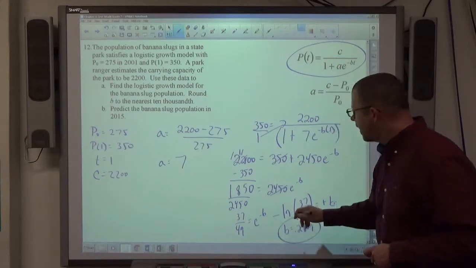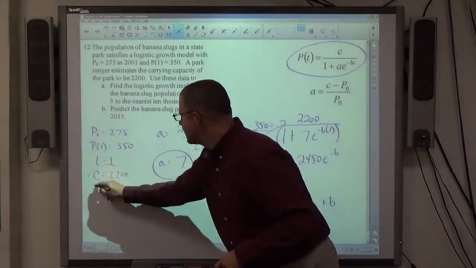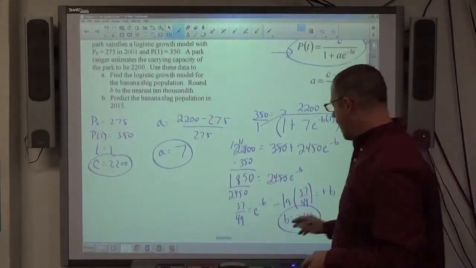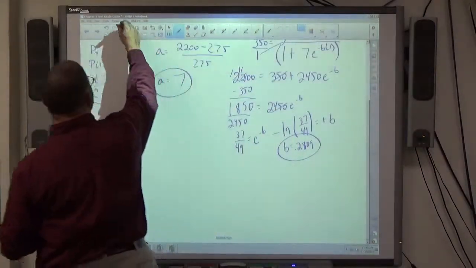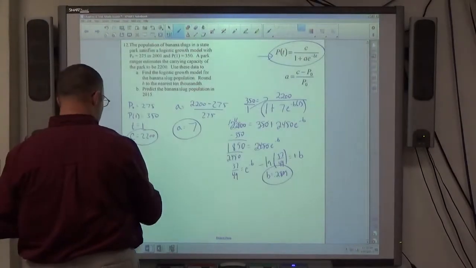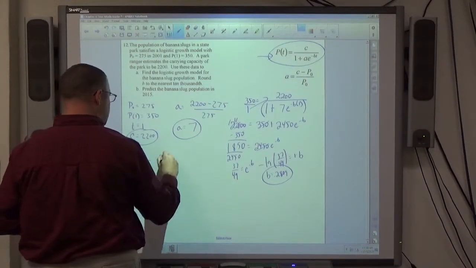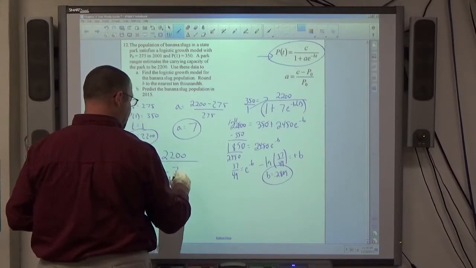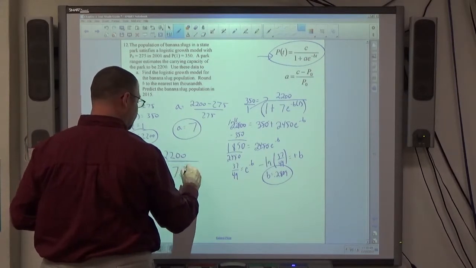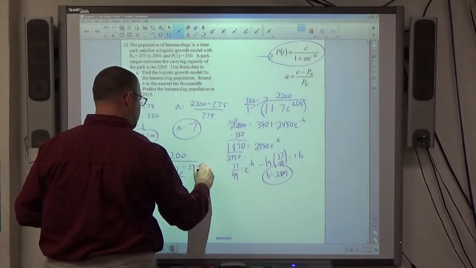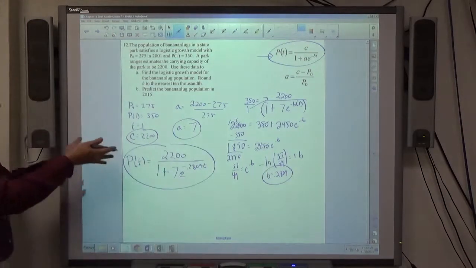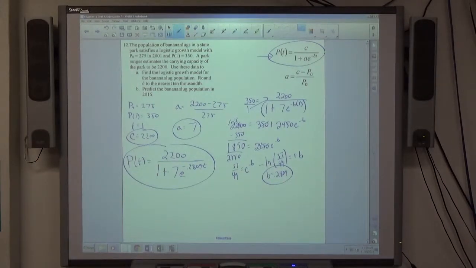So b is that, a is that, c is that, and again, I want to create this formula using those numbers. So I can get my final population, P of t, equals carrying capacity over 1 plus 7 e to the negative b times t. So that's part A. We're looking for a logistic growth function. There it is. Part B, predict the population in 2015.